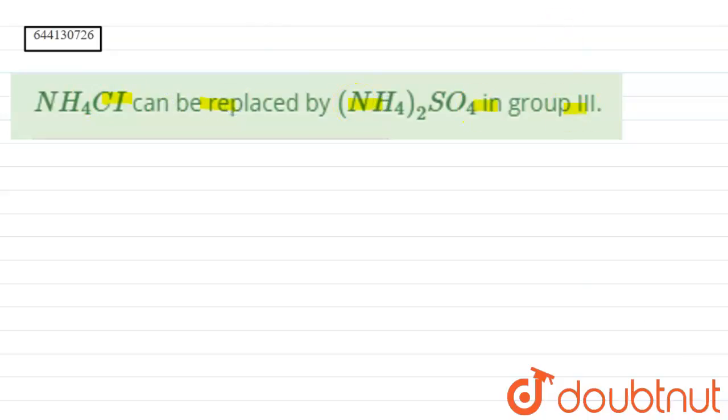Hello students, in the given question we have been asked that NH4Cl can be replaced by ammonium sulfate in group third cation. Is it true or is it false? Okay, we have to tell is it true or is it false.